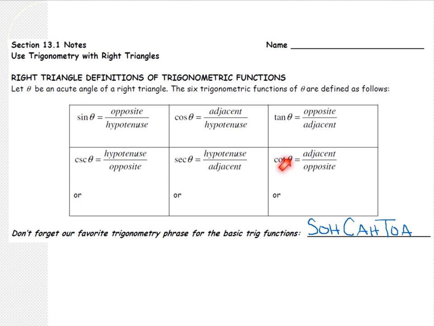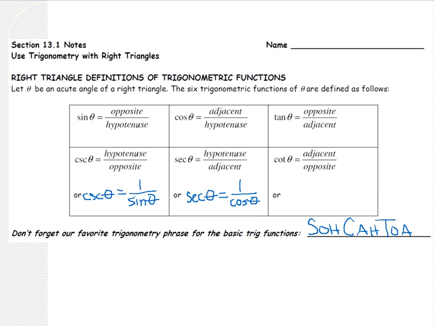So now I'm going to introduce three new ones: cosecant, secant, and cotangent. Notice that our sine is opposite over hypotenuse. Our cosecant is the reciprocal of that, hypotenuse over opposite. And so we can also write cosecant of theta as being 1 over the sine of theta. Our next one, secant, is hypotenuse over adjacent, and that's the reciprocal of cosine. So we can also write secant of theta is 1 over the cosine of theta.